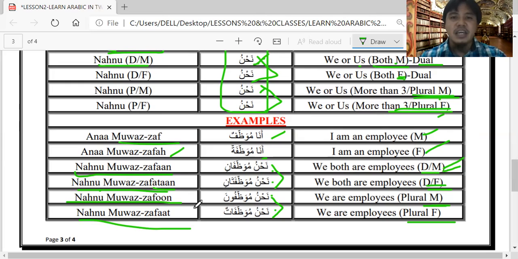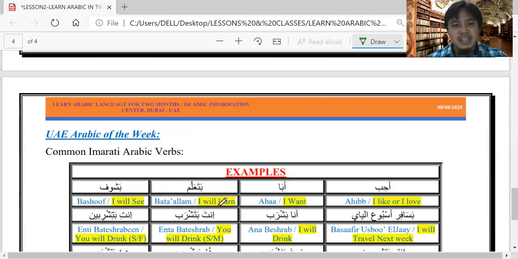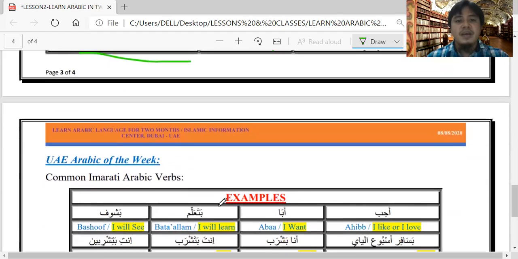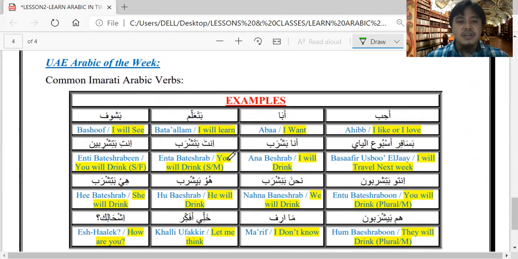Only ana and nahnu, for the singular masculine or male, and singular female, and dual male and dual females, and also the plural males and plural females. So that is our lesson number 2, the detached or disconnected personal pronouns. And of course, before ending lesson number 2, we have here the common Emirati Arabic verbs.